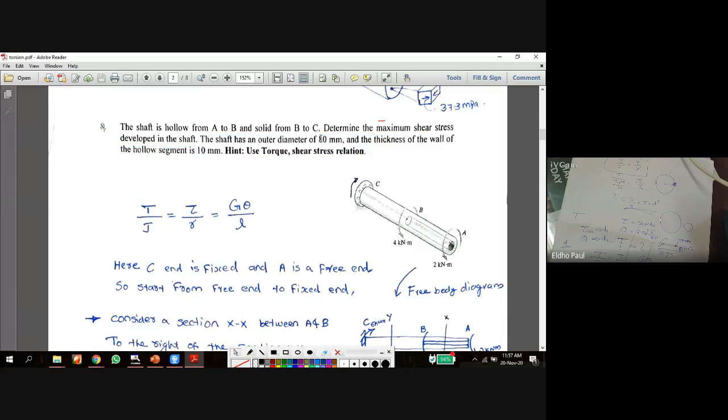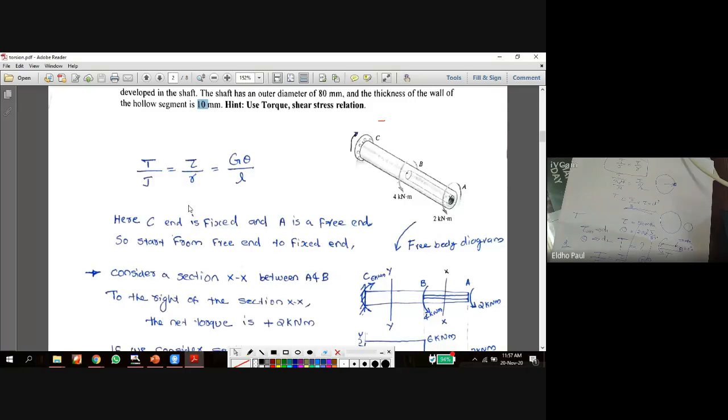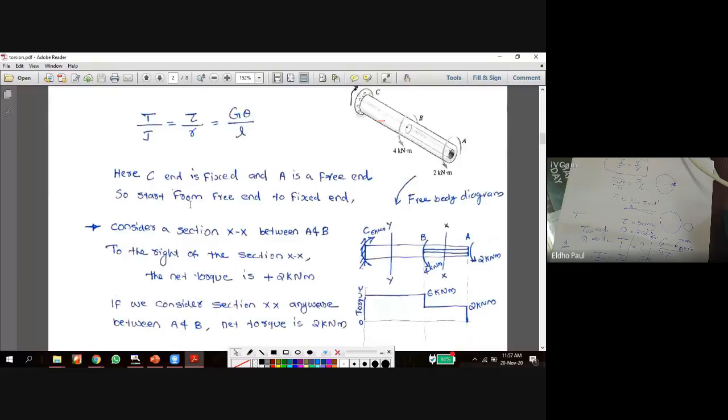Outer diameter is given. Thickness of the wall is given. Here the thickness is given. This question is to calculate the maximum shear stress developed. That is the question.